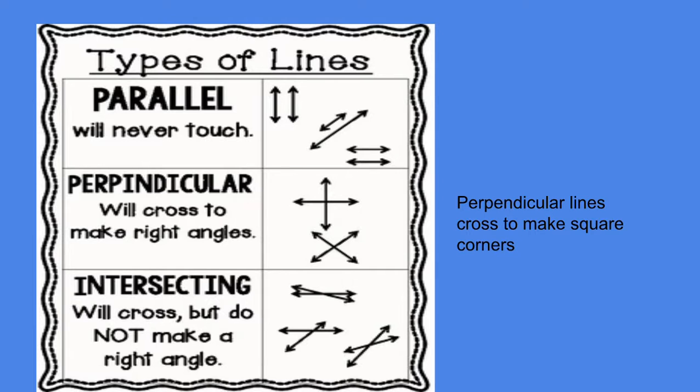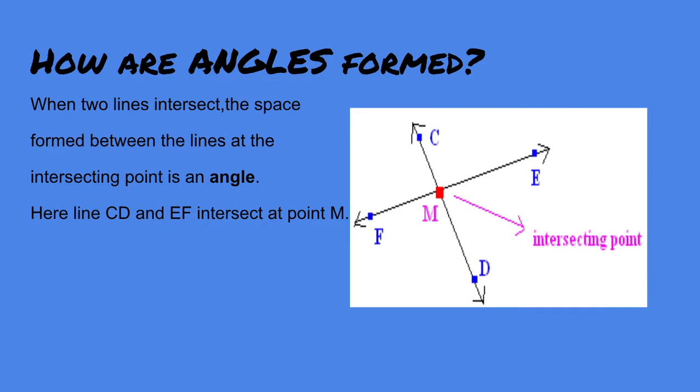Perpendicular lines will cross each other to make square corners. Intersecting lines will cross each other, but they do not necessarily make right angles or square corners. We'll see how the intersecting lines form angles.